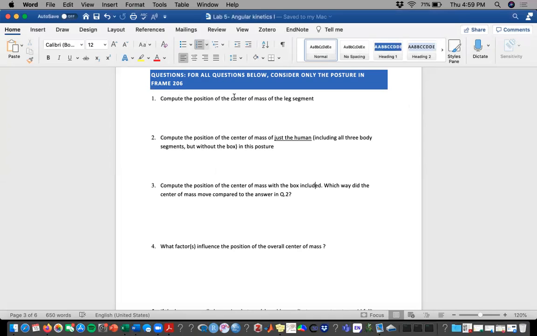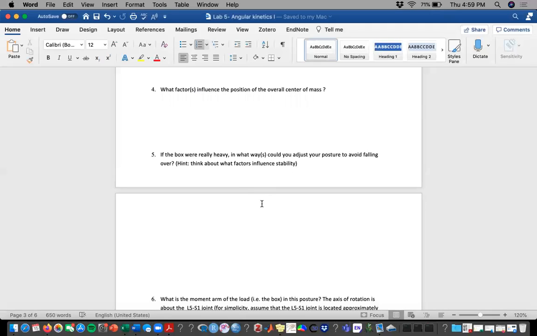So in question 1 here, you're asked to compute the position of the center of mass of the leg segment. So you're going to compute the center of mass of one segment. And then for question 2 here, you're summing the center of mass of all of the segments relative to the masses themselves. And then in question 3, you're doing the same, but you're also including the box that you see in the video. And then questions 4 and 5 are a bit more conceptual, so about factors that influence the position of center of mass and adjustment and techniques for posture.